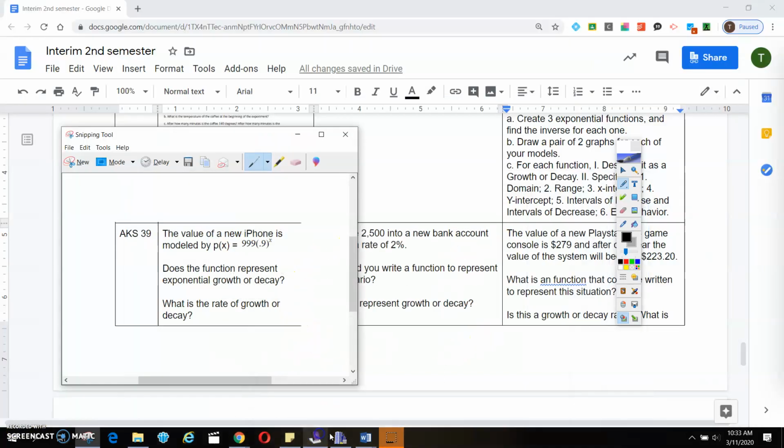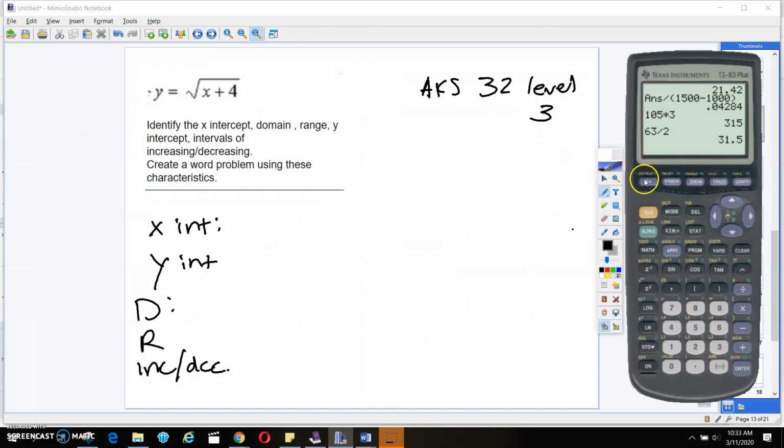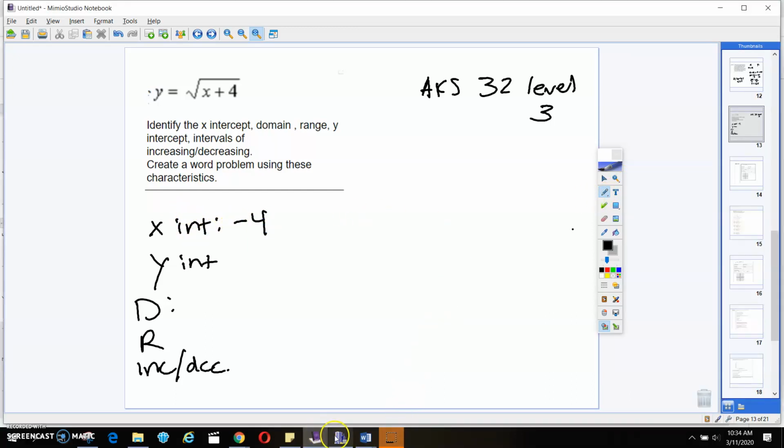Okay, so the first thing that I would do with this is I would graph it. So I'm going to hit that y equals button. Okay, and I'm going to hit second x squared x plus 4, close parentheses. Then I'm going to hit second graph. And when I do that, I'm going to look for when y is 0, what is my x? Okay, so when y is 0, my x is negative 4. So that means that my x-intercept is negative 4.